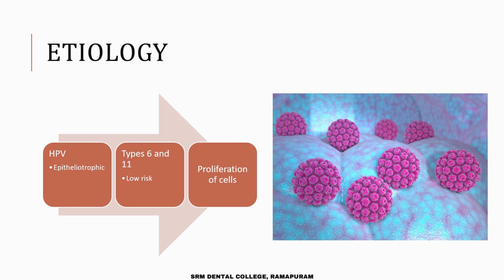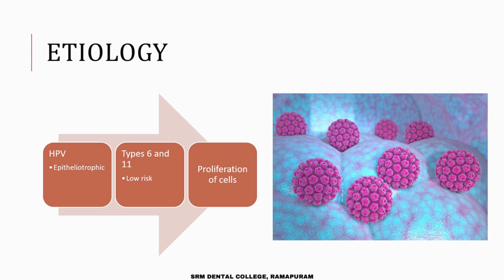More than 130 types of these viruses have been identified. These HPV viruses can be broadly classified into high-risk types and low-risk types. High-risk types of HPVs are associated with the development of malignancies, while low-risk types are associated with benign pathologies like your squamous papillomas. Squamous papilloma is caused by your HPV type 6 and type 11, which are low-risk types of HPVs.